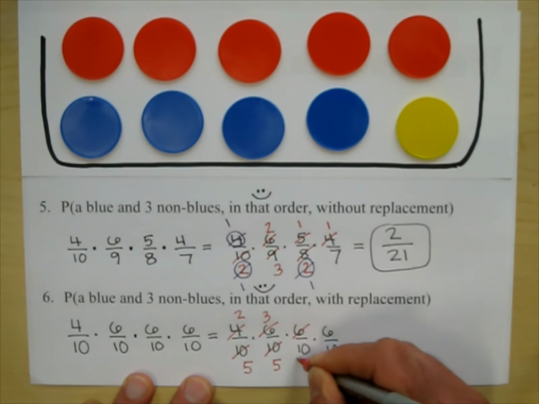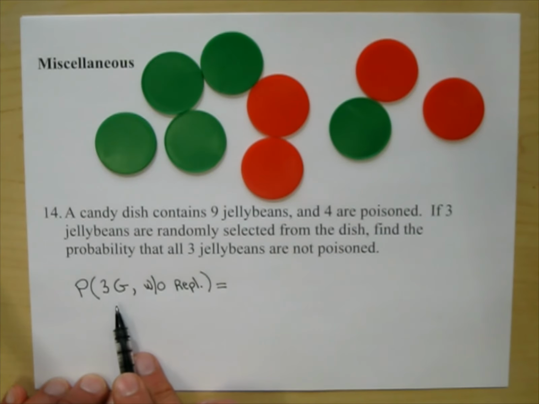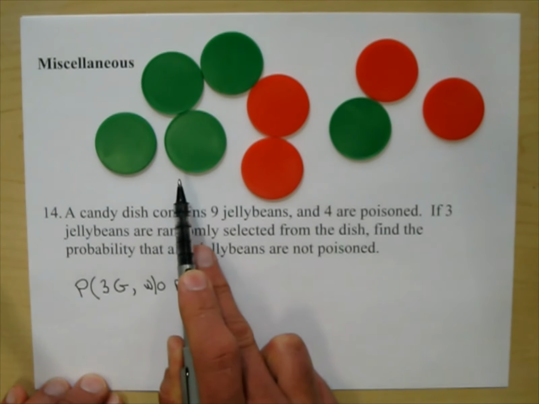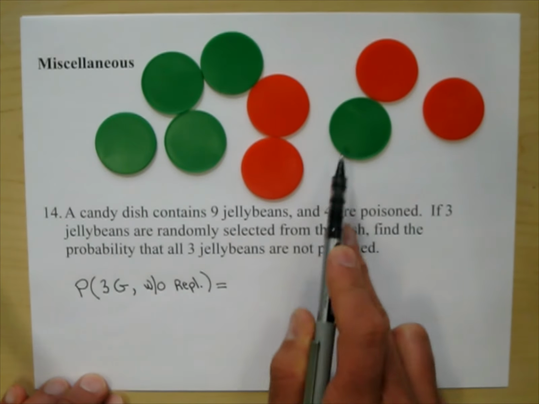So let's see if we can do this problem. Because it's all the same color, I'm going to do this using permutations in that order, which means 1 fraction at a time. What's the probability I pull out a green jelly bean? Or a green marble? Would be 5 out of 9.